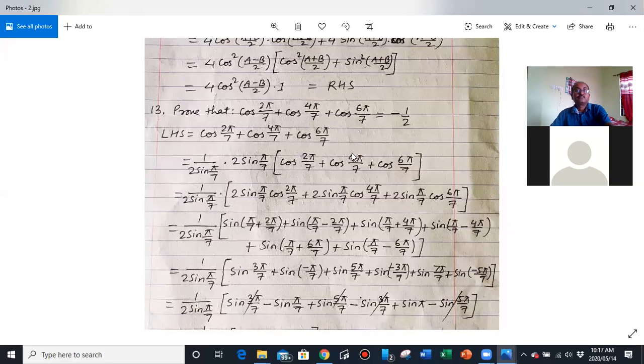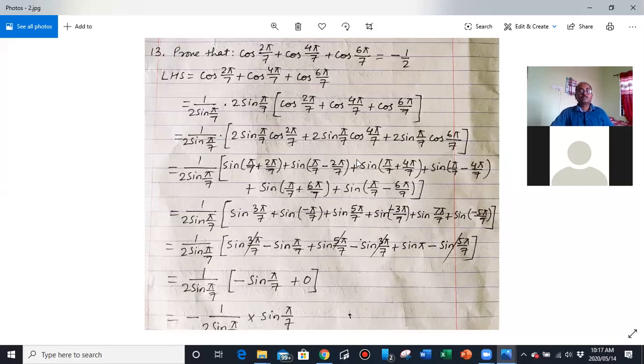Now see, this is a very peculiar question. If you will not go with this trick, it will be very lengthy and very difficult to solve. So there is a trick in this question number 13. In the end, I'll ask you if anyone has solved this. Prove that cos 2 pi by 7 plus cos 4 pi by 7 plus cos 6 pi by 7 is equal to minus 1 by 2. This is to be done.